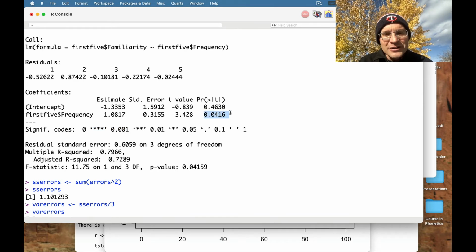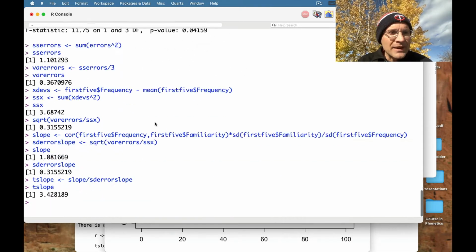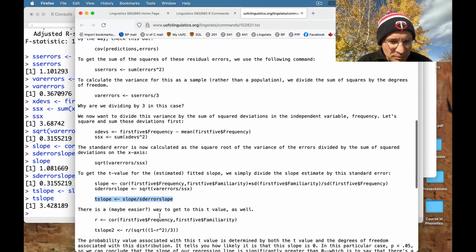Right now, we're just under the criterion. We're at 0.0416. We can still call it significant because it is, but that means that slope is different from 0. It's, in this case, positive, more positive than 0.